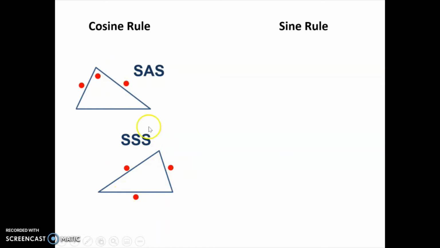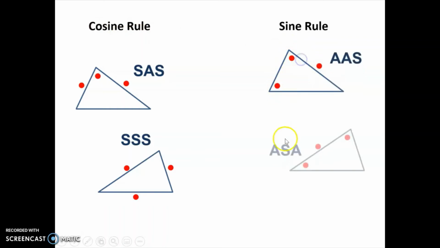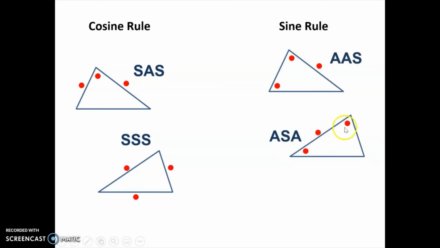So that's easy to remember. SAS, SSS. If you ever see those situations in a triangle, in terms of what you know about them, use the cosine rule. Sine rule is used for all other cases. For example, angle, angle, side, if that's what you knew, or angle, side, angle, or side, side, angle.